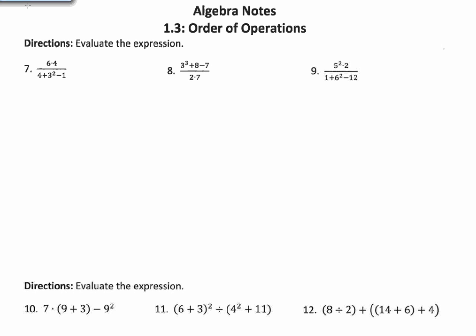To section 1.3, part 2. We're going to continue our order of operations, this time getting a little more complicated. So let's write our Please Excuse My Dear Aunt Sally again. And remembering again, multiplication and division happen together. Same thing with addition and subtraction.